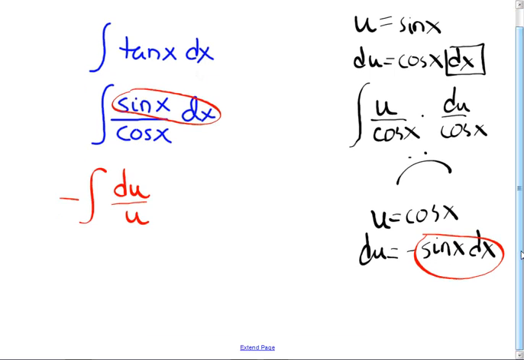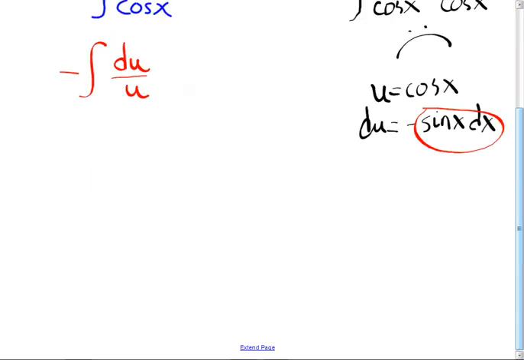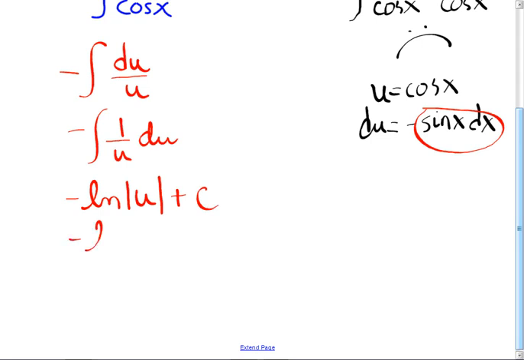If you don't like the way that looks, we can rewrite it as 1 over u du. It's one of the, I don't know, what are there, 10 you have to know? You don't have to know the tangent one. They're not going to ask you this one, but what is that? Natural log. Do you need absolute value? Yes. Plus C, and u was the cosine, especially since the cosine can be negative.